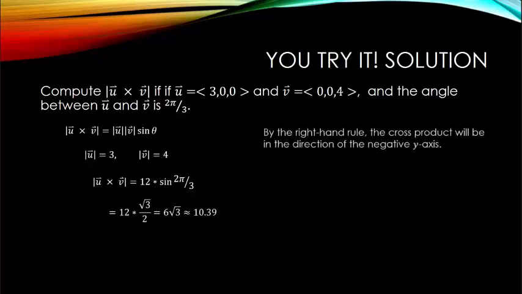I want to note that by the right-hand rule, this cross product will be in the direction of the negative y-axis. I start by putting my fingers of my right hand along the positive x direction and curl them upwards so that they follow the positive z direction. My thumb will point along the negative y-axis. This is a quick introduction to cross products.